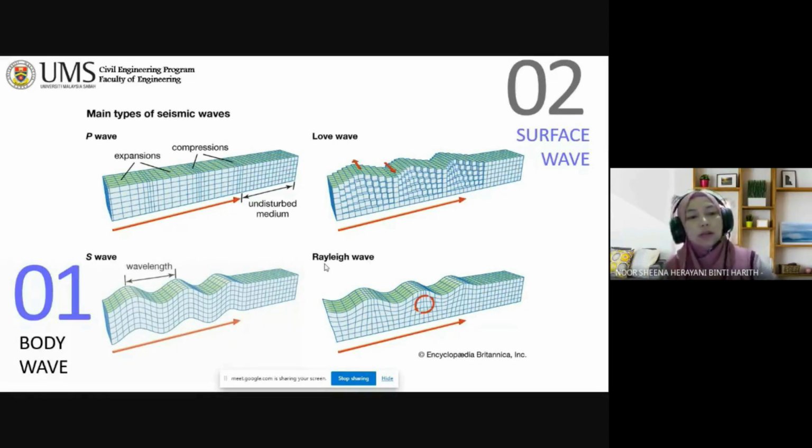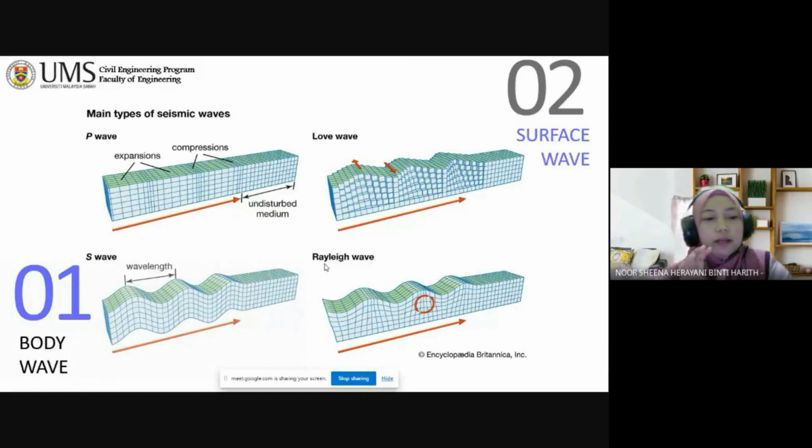So the body wave consists of two types. One is P wave. P wave is compression, meaning that the earth is going to compress and expand. So we call it a P wave. And then S wave creates the wavelength, moving from the ground floor to the surface of the earth. We call it an S wave. So the movement is like a wave, going up.